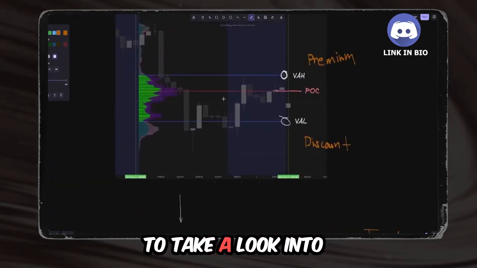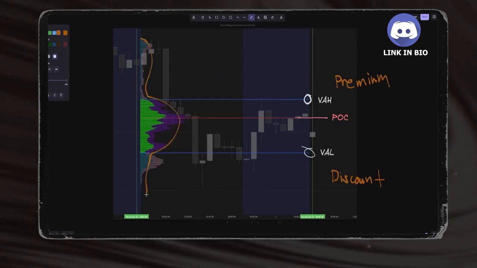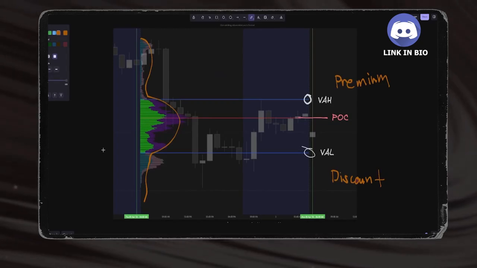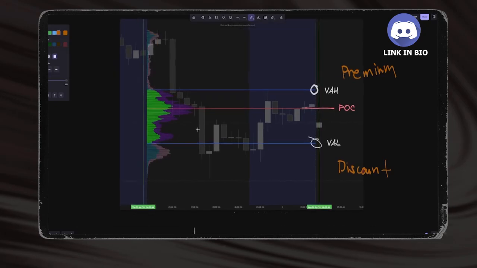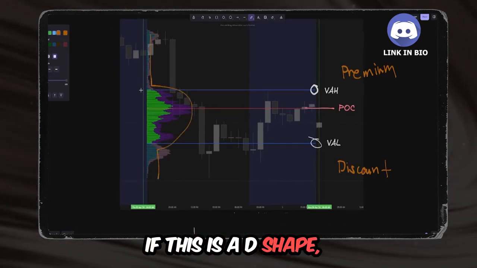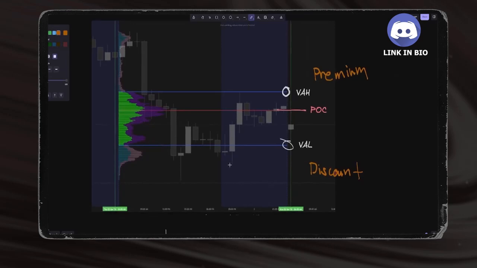Now I want you guys to take a look into what happened here. What shape is this, guys? What do you think? B shape? Are you sure? D shape, exactly. Right? If this is a D shape, what does that mean? Mean reverting day. Ranging, exactly.